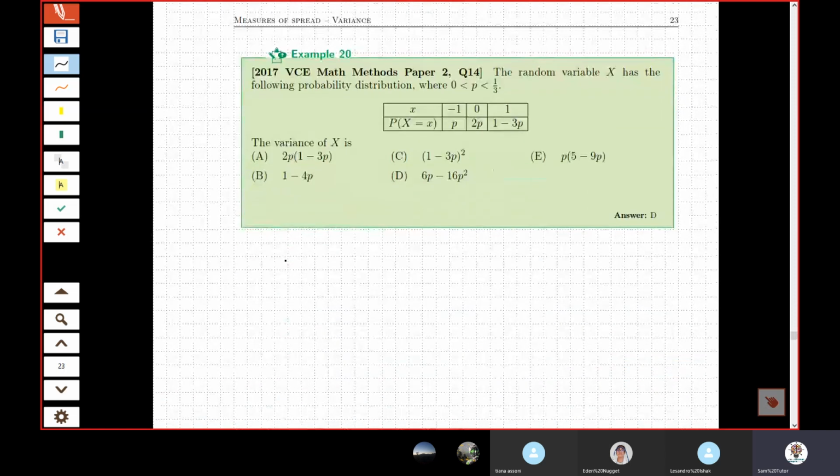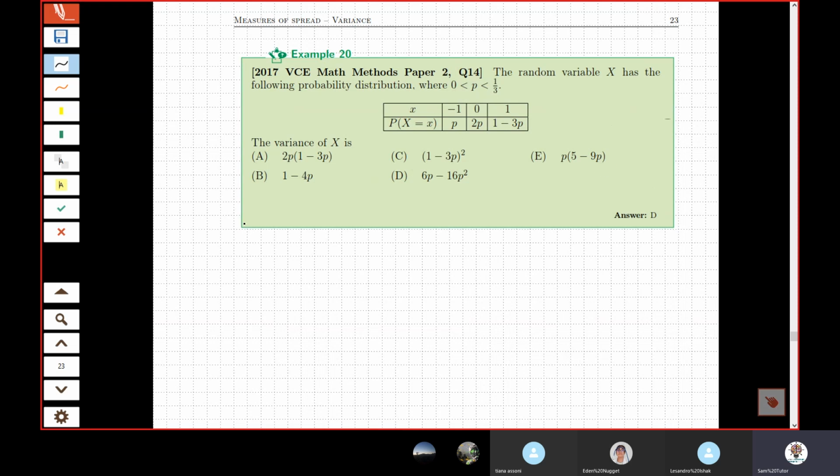The random variable x has the following probability distribution where p must be between 0 and 1/3. That's fine. The variance of x is, and you can see all the answers are in terms of p's. So it's not asking you to solve this in terms of p. You don't need to do p plus 2p plus this. If you did, you're not going to get very far, because 3p minus 3p disappears, and you're going to prove 1 equals 1. Good job. That doesn't do anything. But you can see the answers are all in terms of p.